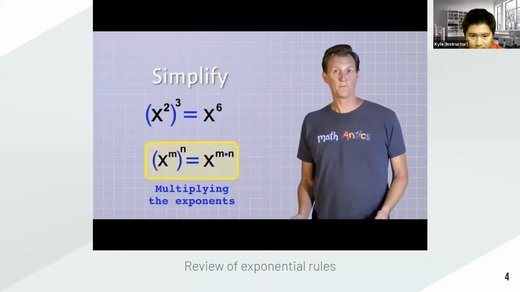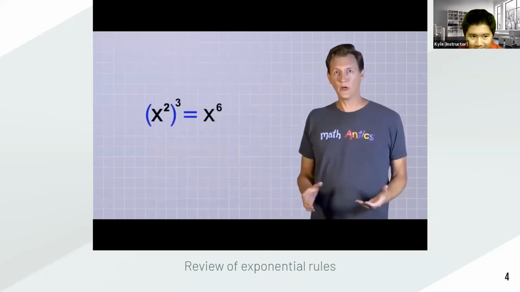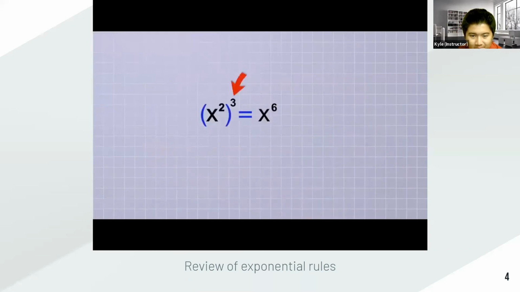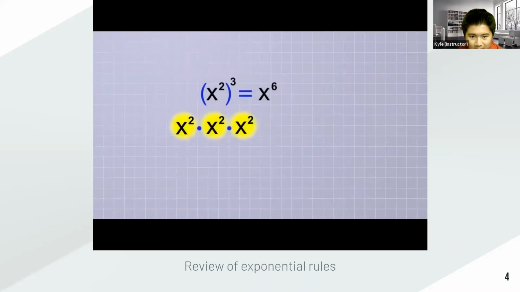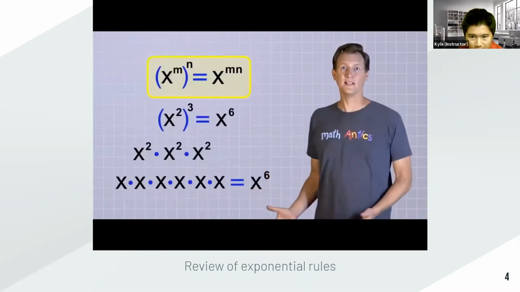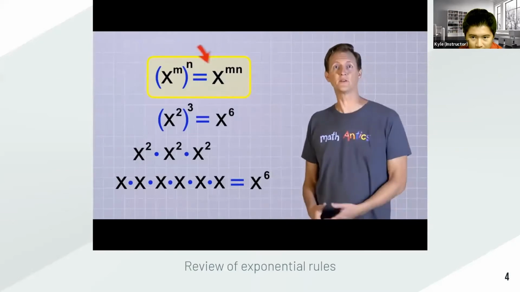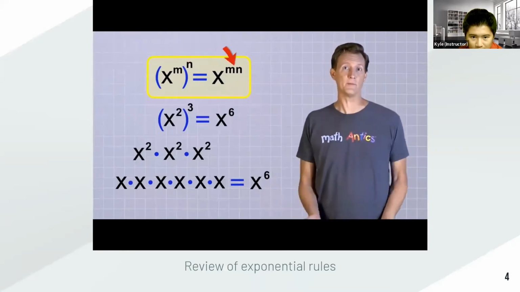Want to see why that's true? Well, think about what it would mean to raise x squared to the 3rd power. It would mean multiplying 3 x squared terms together, like this. And each one of those x squared terms simplifies to x times x, right? So we end up with 6 x's being multiplied together, which is just x to the 6th power. See, our law works great. If you have a number raised to a power, and that's all raised to another power, you can just multiply the 2 exponents together to simplify it.